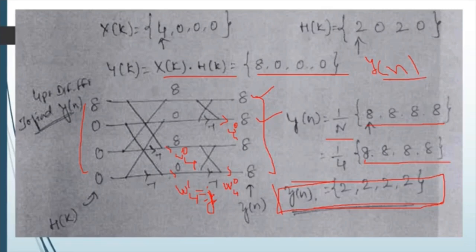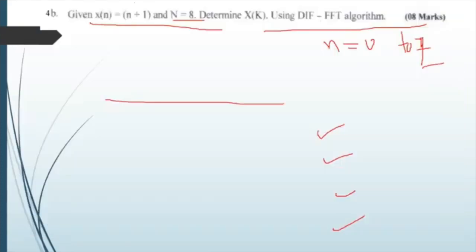So we know that in the IDFT formula, x of n is equal to 1 by n into x of k. This 1 by n is the length of the given points, so n is equal to 4 here. Take the bit reversal output in normal order, you will get 8, 8, 8, 8 only. So 1 by 4 into 8, 8, 8, 8, you divide it, and the final output will be y of n is equal to 2, 2, 2, 2. This is the answer for the given problem.